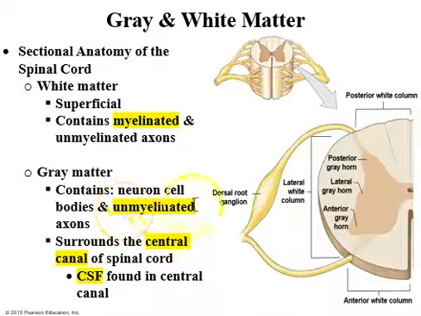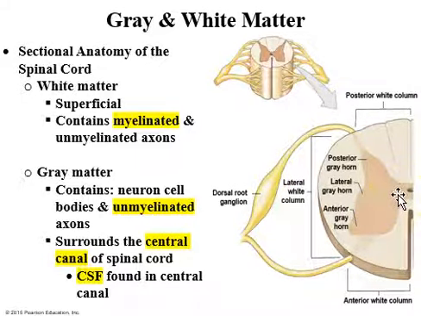Okay, we also see unmyelinated axons present inside of the gray matter. Now the gray matter, if we come right to the center, we end up seeing that central canal, and that's where we'll end up having the presence of the CSF that's going to be found in that central canal.